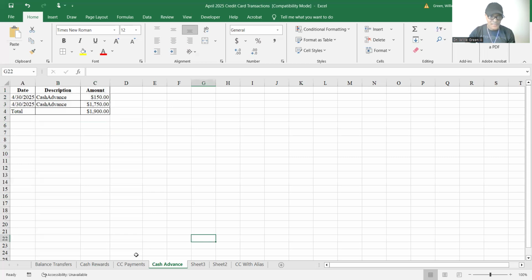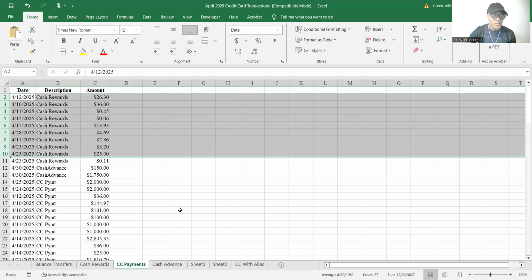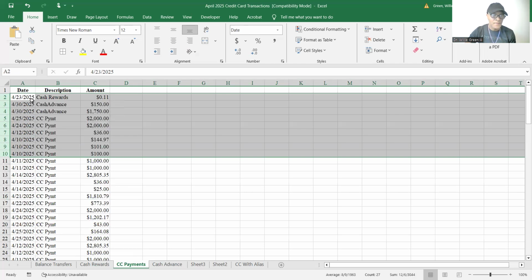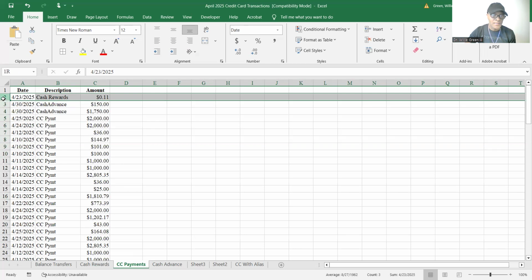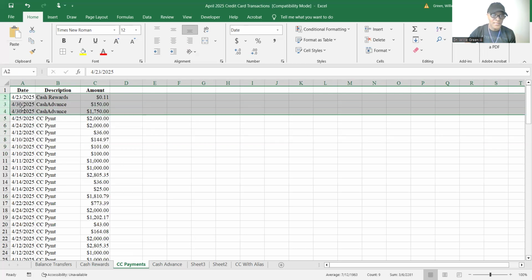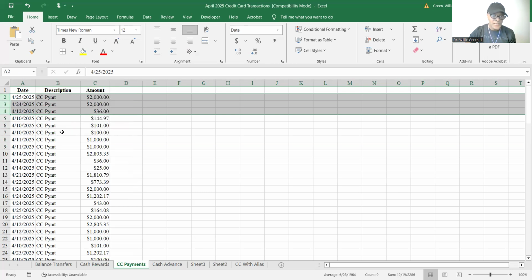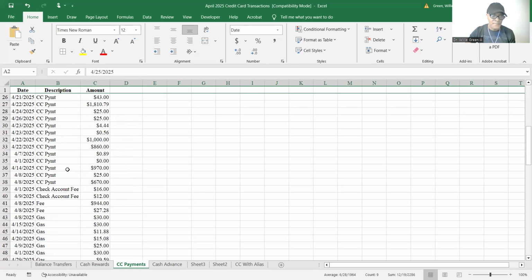All right, next let's move on over to the credit card payment. So we already got the cash reward, so I can delete that. We've taken care of the cash advance, so I can delete that. Next, dealing with credit card payments and the check account fees.